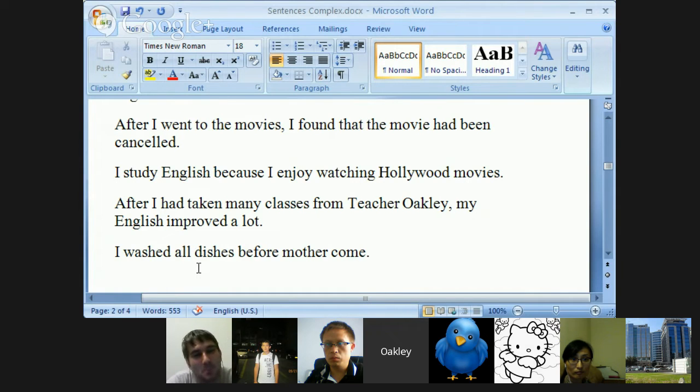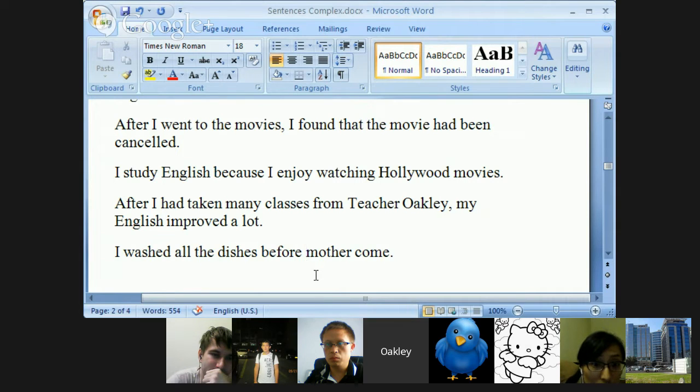Quite a challenge. All my dishes in the kitchen. You could say all my dishes. You need a determiner. All the dishes, all my dishes. Sure. Even the would work to show that they're specific dishes. All right. I washed all the dishes before mother come. Okay. The teacher is asking, if I don't use the, it means all dishes in the world? Yes, it certainly does.